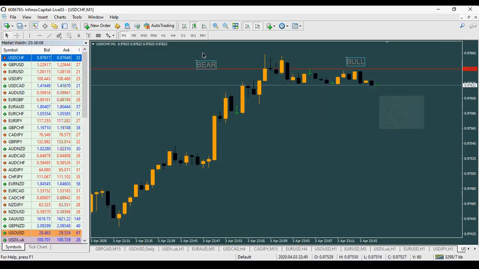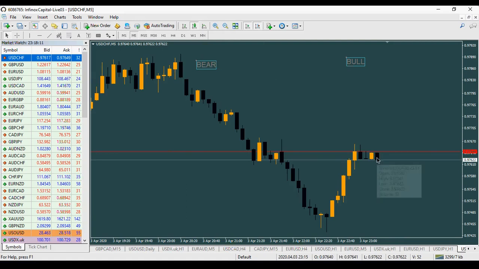Now, this last candle that just formed, this black candle, is it a bull candle or a bear candle? Write in the chat box, please. Let me know you are following. I'm waiting. This black candle that you are seeing, is it a bull or a bear candle? Bear candle, beautiful.